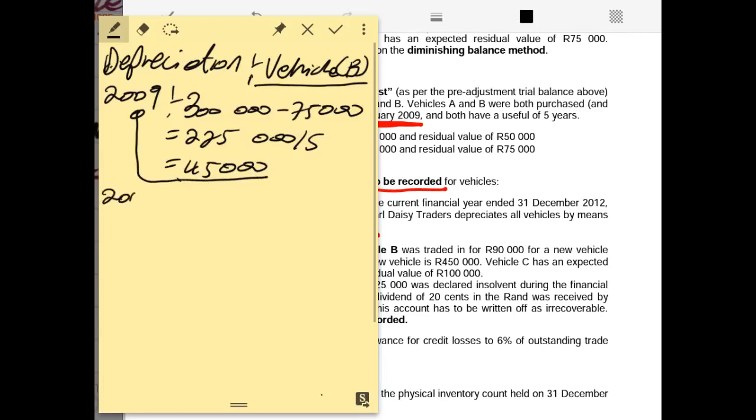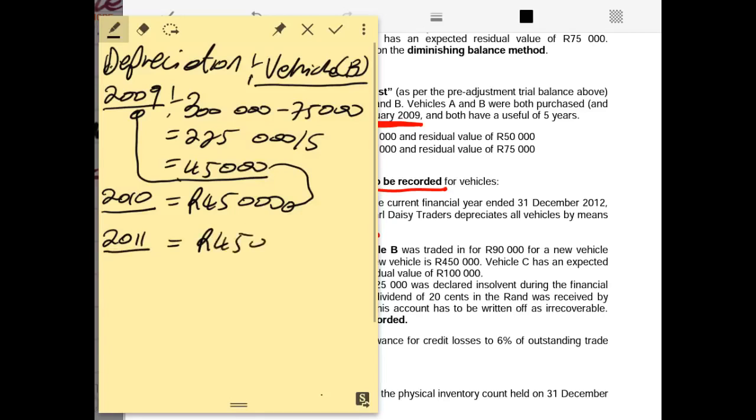Therefore, now in the year 2010, remember motor vehicle B was still in the business. Therefore, now depreciation will be the same 45,000 rands because this depreciation is for the full year and the asset was there for the full year 2010. It was not sold. They told us that it was sold in the year 2012. So now in the year 2011, again, this asset was in the business for the full year. So now the depreciation still remains the same. Same method, 300,000 rands minus 75,000 is equal to 225,000 rands. Divide by 5 years, you get 45,000 rands. There is no need for us to repeat that.